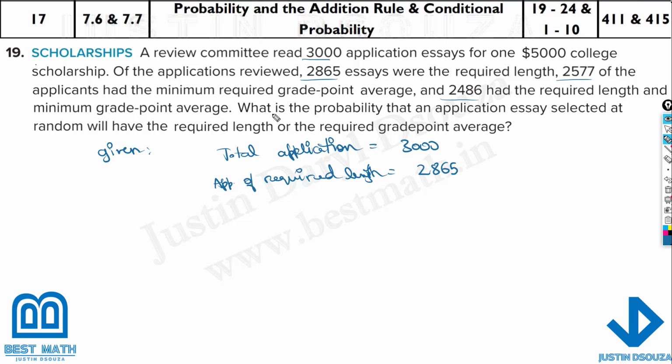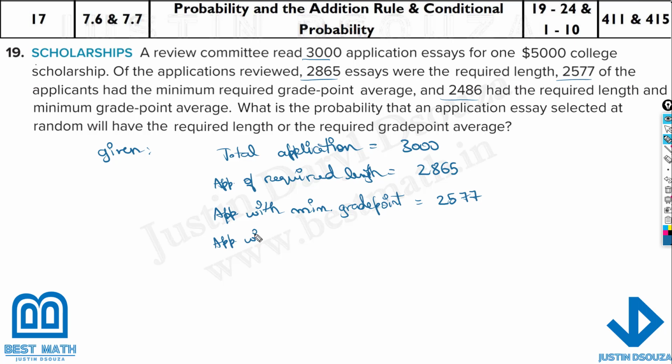2,577 of the applications had the minimum required grade point. Applications with minimum, MIN is short for minimum, grade points is 2,577. And 2,486 had the required length and minimum grade points.